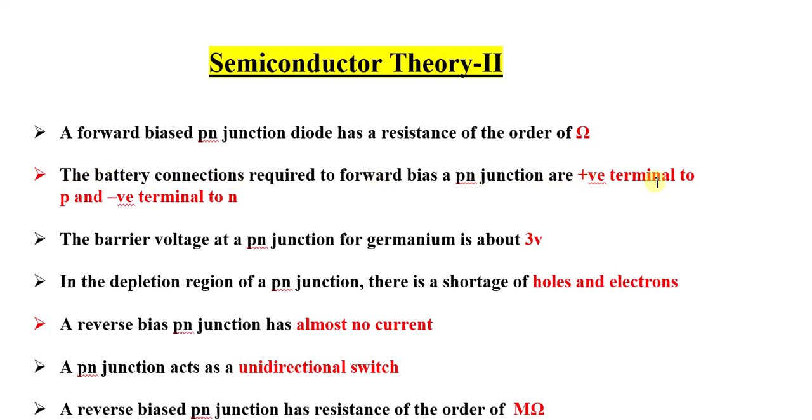Next, the battery connections required to forward bias a PN junction diode are: the positive terminal of that component is connected to the positive of the battery, and the negative terminal is connected to the negative of the battery. This I already discussed in the above point.